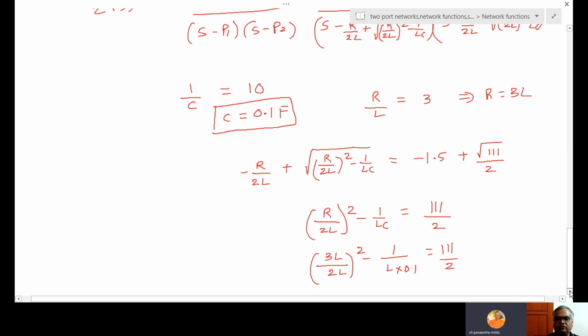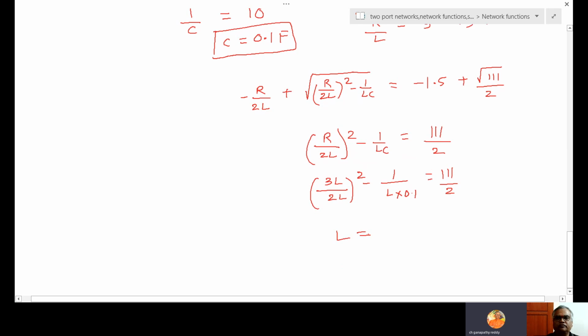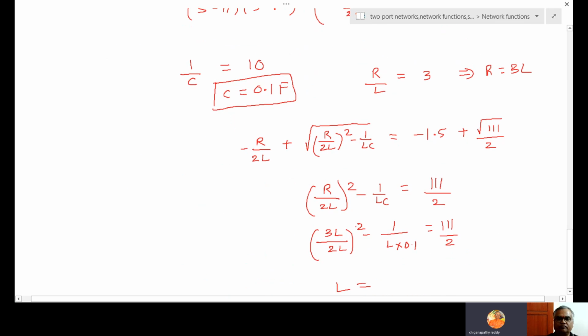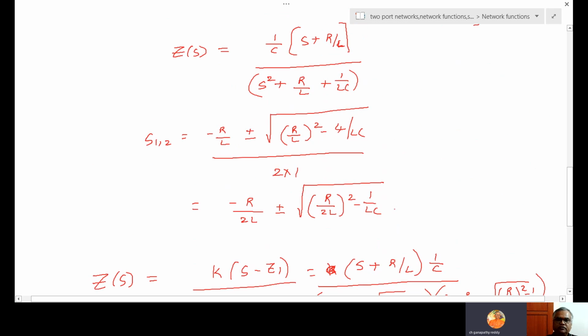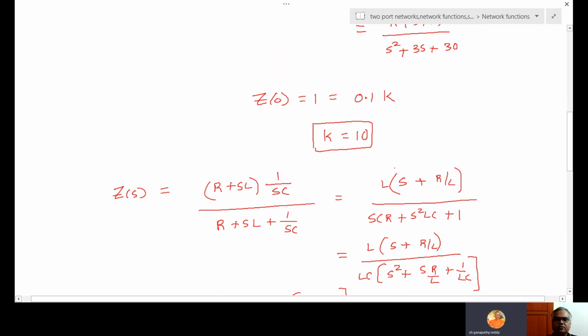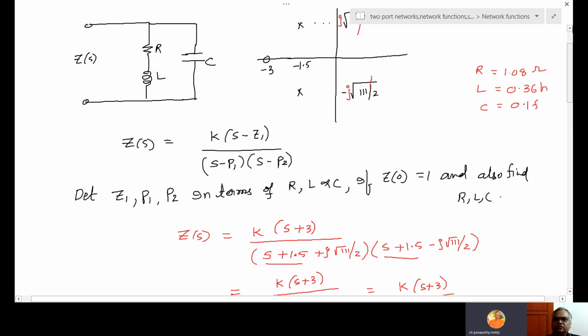So what is the unknown in this case? Only L. Here L and L cancel. So this L you solve. We'll get the answer 0.36 Henry. So this L value substitute here and solve for R. So like this we can find out RLC values and k value and so on. With z of 0 equal to 1, we determine the value of k. In this network we find poles and zeros. Numericals are also given on poles and zeros. By comparing, we find out the RLC values. That is the basic idea.